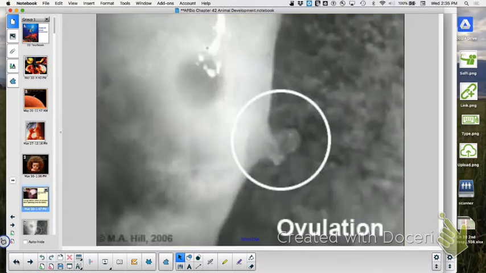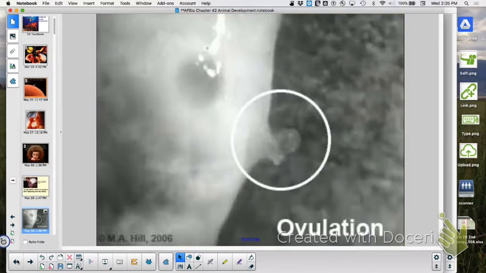An egg will live in the oviduct for about 12 to 16 hours. Now you know a little bit more information because you understand the menstrual cycle. So what day of the menstrual cycle does ovulation occur? 14 days before the start of your next cycle with the bleeding. Exactly.